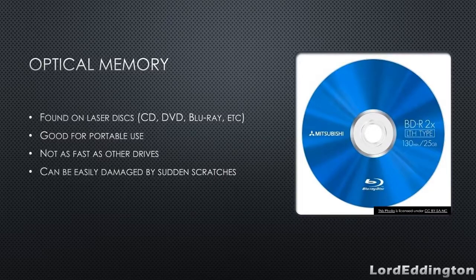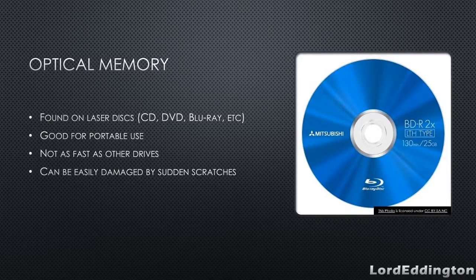Optical memory is probably one of the easier ones to understand. It's things like CDs, DVDs, Blu-ray, and disc mediums like that. Very portable, because it's literally just a disc, isn't it? You've got your DVDs, they're portable, they come in a little case, you buy them at Asda. It's even slower than the discs you'll find in a hard drive.